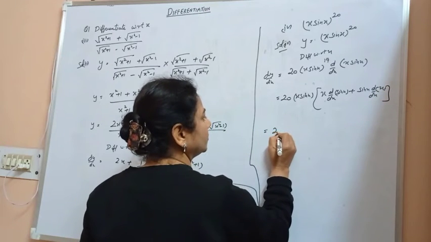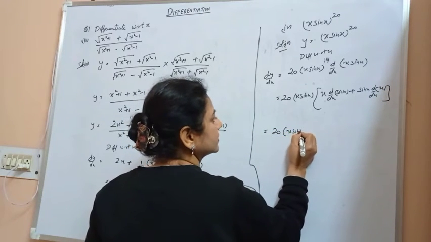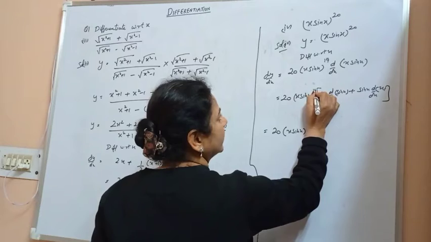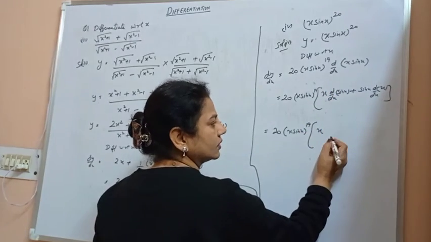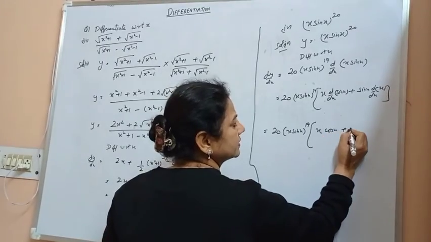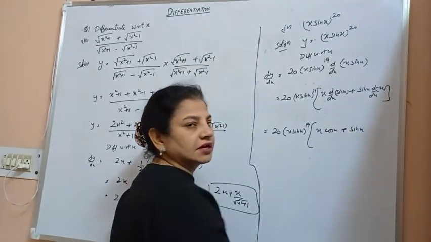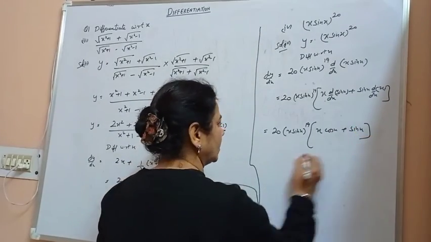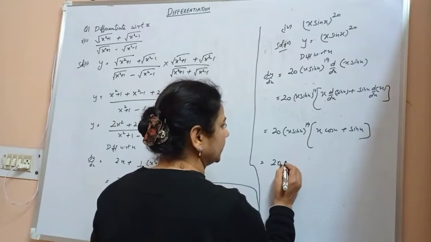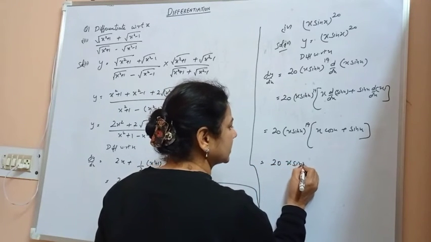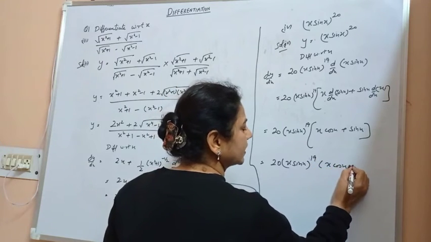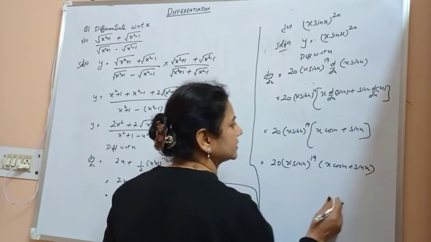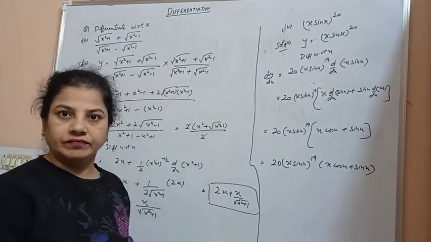This is equal to 20 (x sin x) whole to the power 19, times the derivative of sin x, which is cos x, plus sin x, as the derivative of x is 1 only. So I have 20 times (x sin x)^19 times (x cos x plus sin x) as the derivative of the given function.